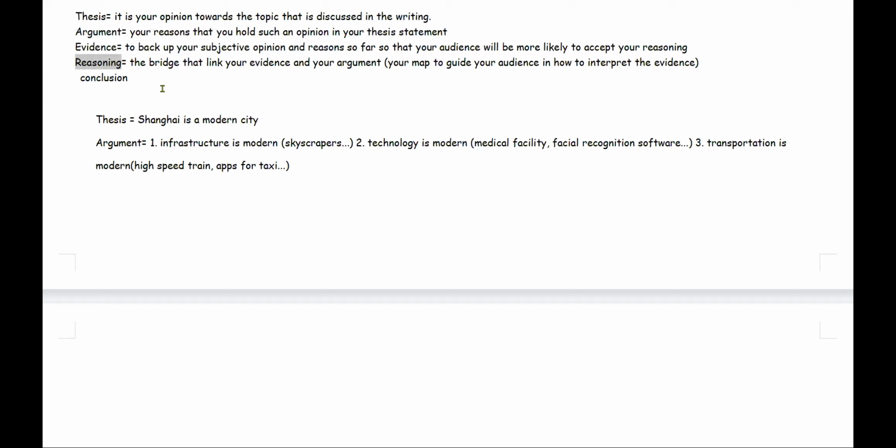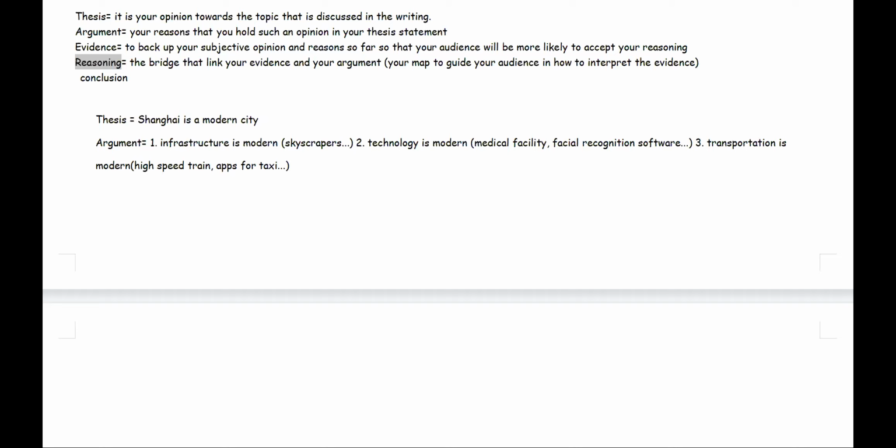Why do we keep emphasizing this one? Remember row B in your argument essay? Row B, 2 points come from your evidence, right? The other 2 points come from your reasoning. All right. So if we're missing this reasoning, this train of thought, this map, we can only get 2 out of 4 in row B. That's pretty heavy losing of credit here, right?